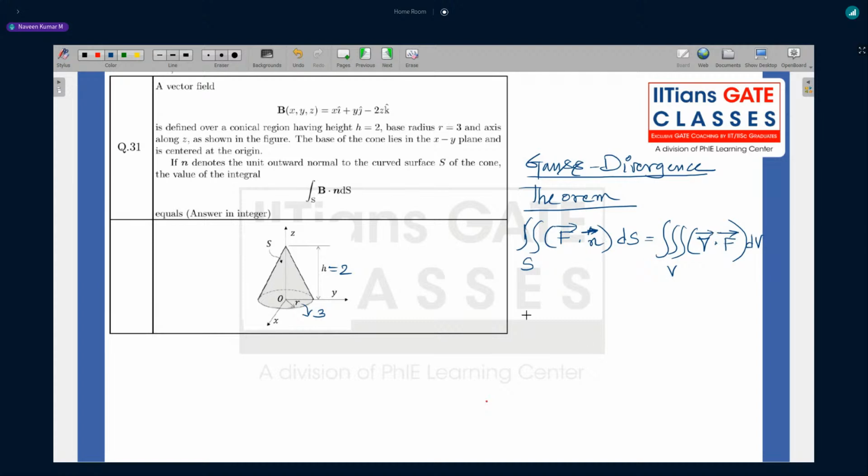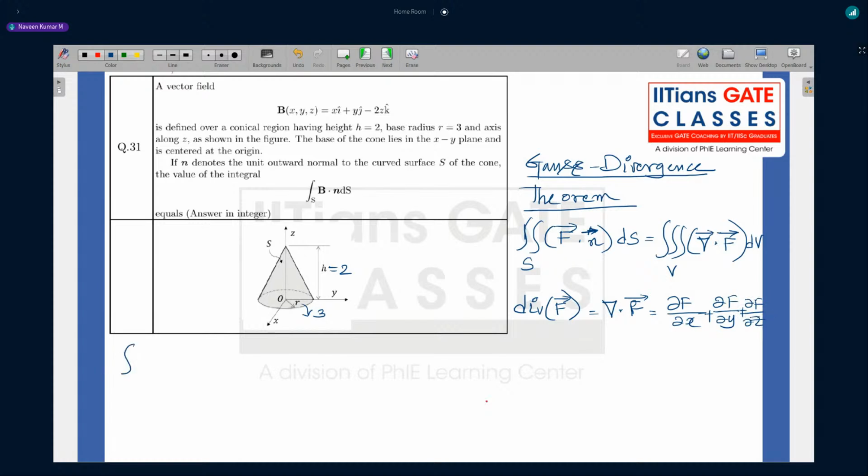That's it. And what is divergence? Divergence is denoted by div of f bar, or you can write it as del dot f bar, which is equal to dou by dou x i cap plus dou by dou y j cap plus dou by dou z k cap, dotted with the function itself, fx, fy, fz. So it is dou f by dou x plus dou f by dou y plus dou f by dou z. Simple, very easy, right?